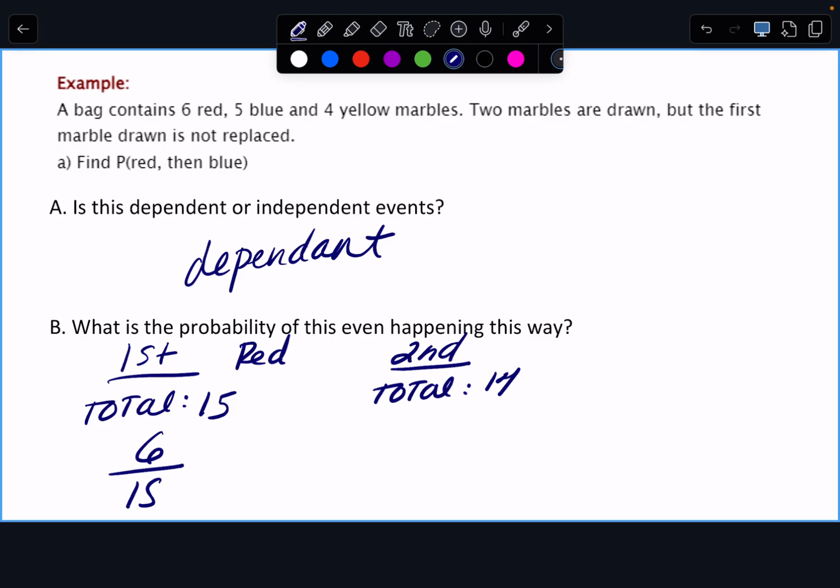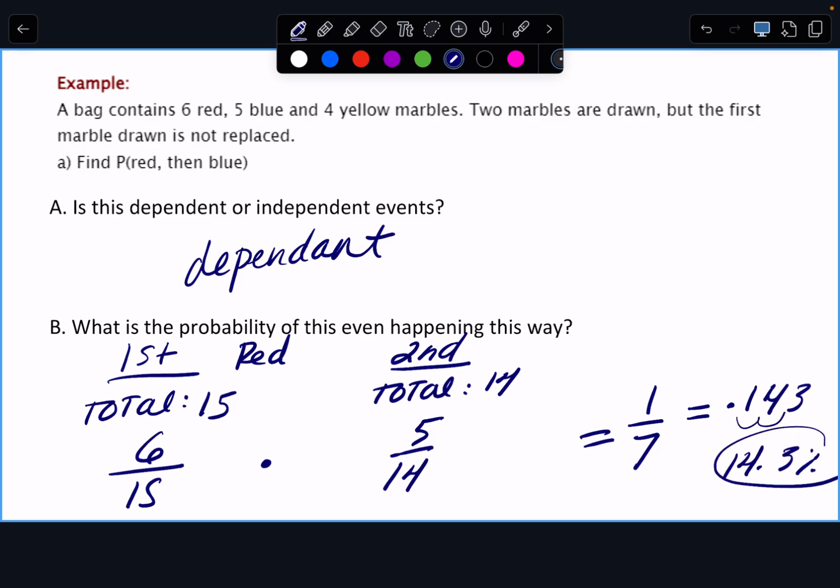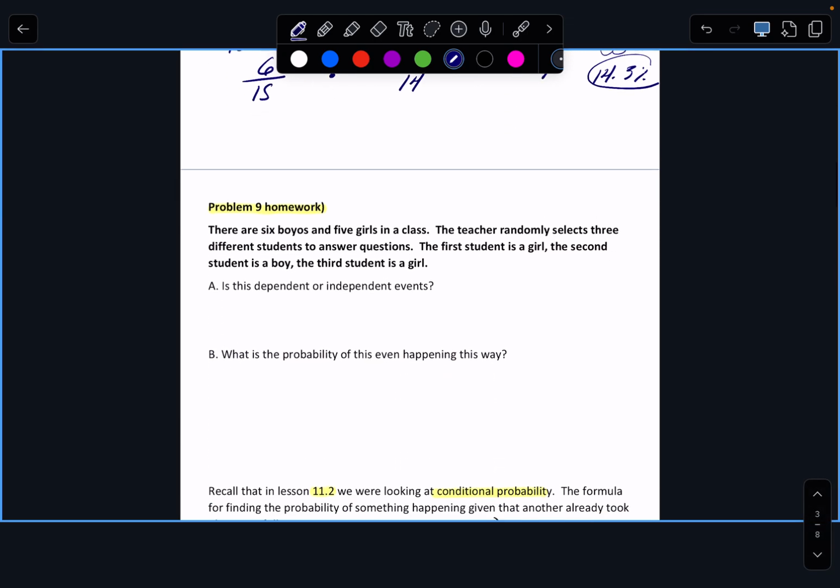But keep in mind, okay, so now it says, what about then blue? So now how many blue are there in there still? There's still 5, but it's out of 14 now. And then you literally just multiply the probabilities. 6 15ths times 5 14ths is 1/7. I just did it in my calculator. I let my calculator simplify it for me, and then that's 0.143. 14.3% chance. Okay, so it's pretty easy. Would you guys agree? I feel like this is the easy part of the lesson. It makes sense why you do it this way.